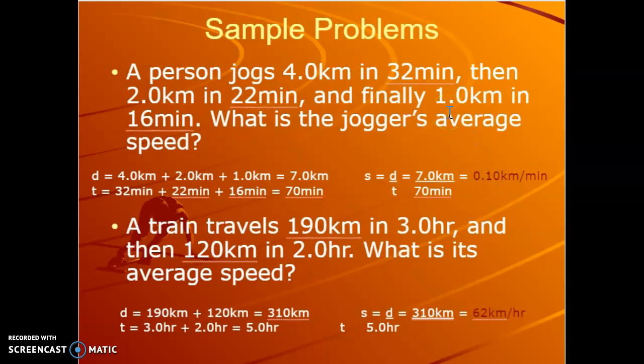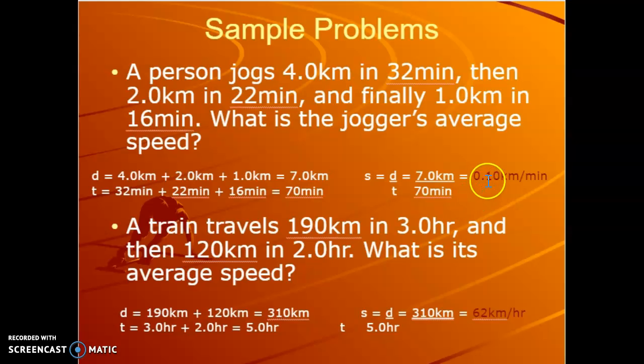If we look at one more scenario, a train travels 190 kilometers in 3 hours, then 120 kilometers in 2 hours. Again, what is its average speed? Again, we combine like terms. 190 kilometers plus 120 gives us a total of 310 kilometers. 3 hours plus 2 hours gives us a total of 5 hours. We do distance over time, 310 divided by 5 to get a total of 62 kilometers per hour.